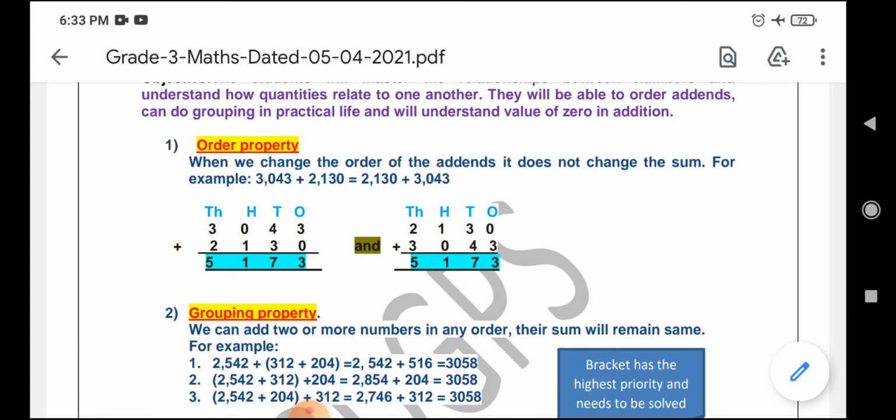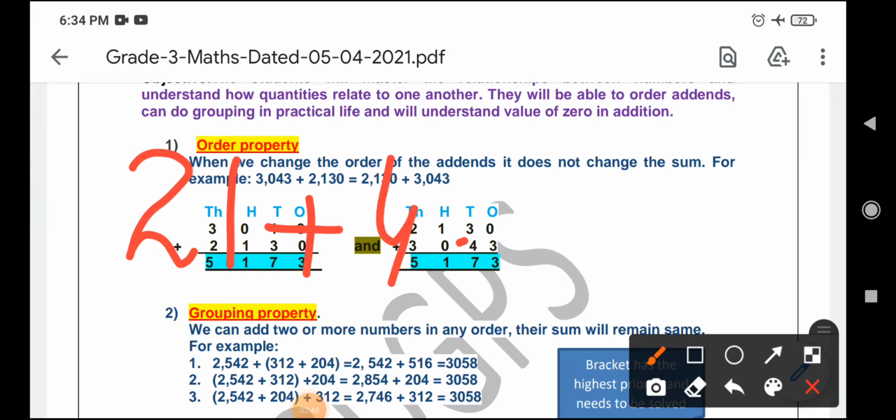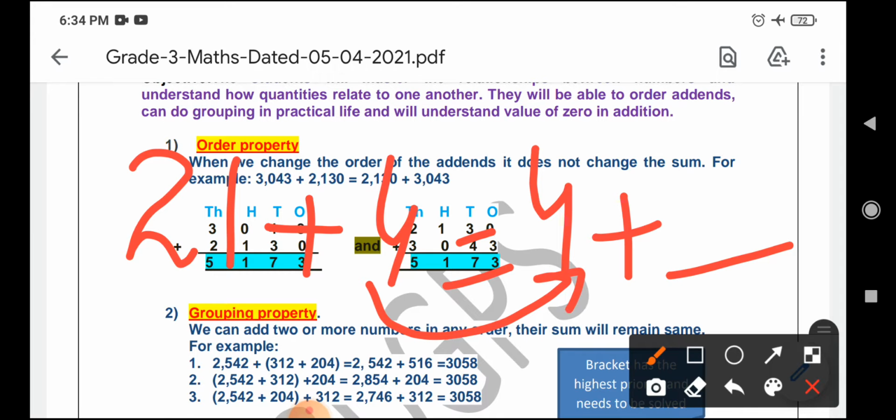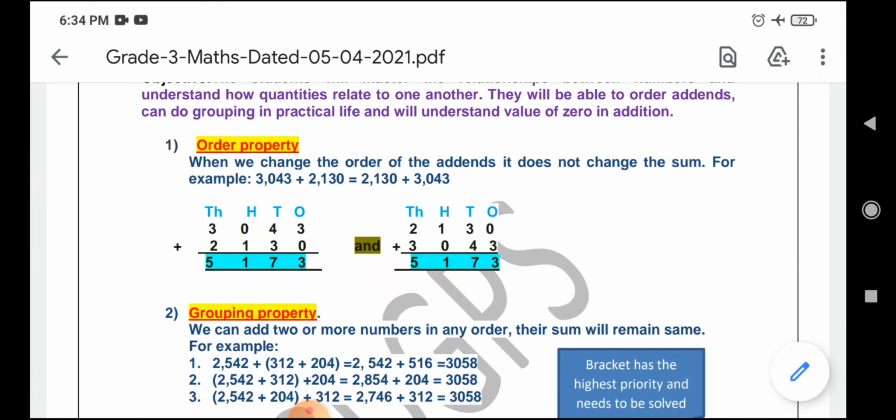Second example, this was basic. Now I am going to change the order. By changing the order of 21 plus 4 equals 4 plus what number? 4 is as first addend. Now my first addend in this form is missing. So I will be writing 21 here. That will give me total sum of 25 in both cases. So this is the order property.